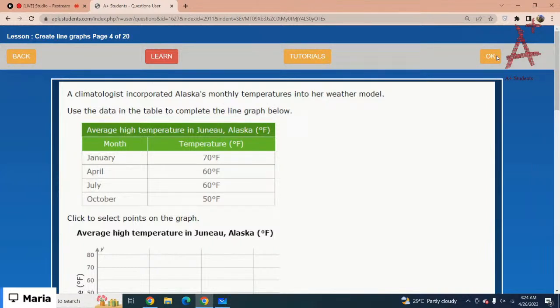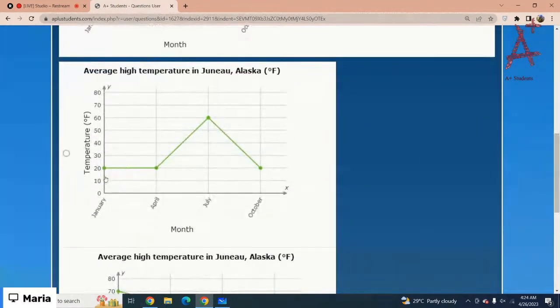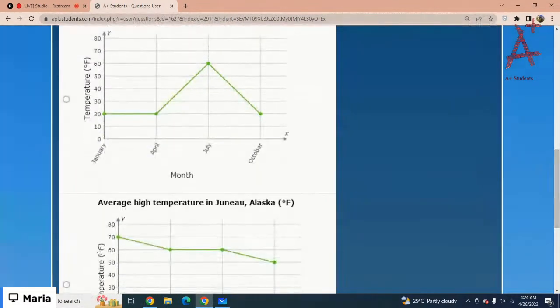A climatologist incorporated Alaska's monthly temperature into her weather model. Use the data in the table to complete the line graph below. 70, 60, 60, 50. That is the correct option.